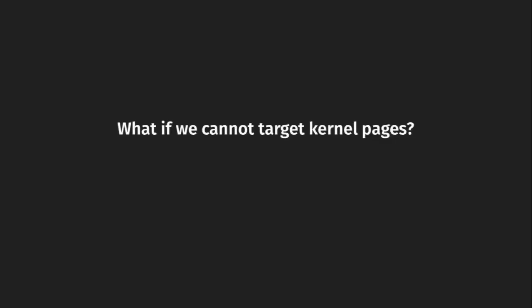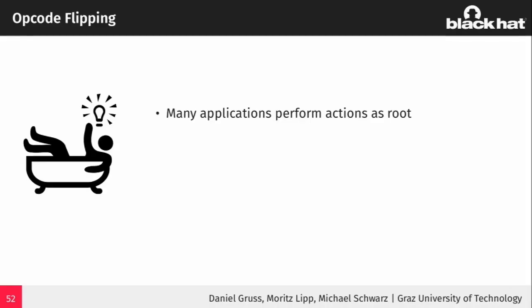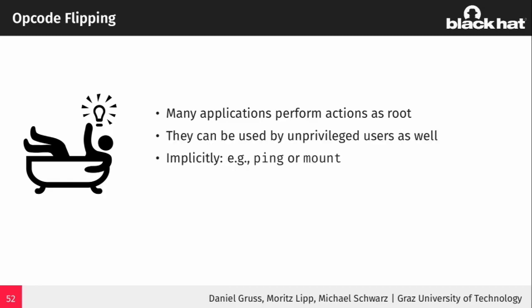But in the end, with all those countermeasures that we've seen, like PCAT and GCAT, where we separate the memory security domains, we cannot target kernel pages anymore, right? What else can we attack? We could do opcode flipping. That's a really cool thing. Many applications running on our computer perform actions as root anyway. Think, for example, of the ping command, the mount command, or explicitly the sudo command. They perform actions as root.